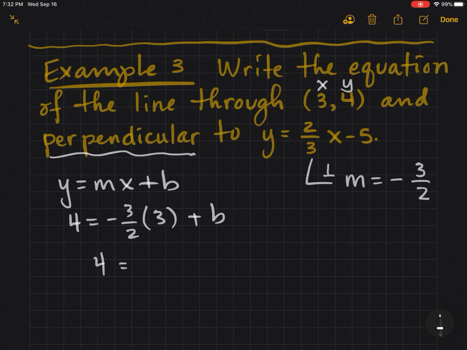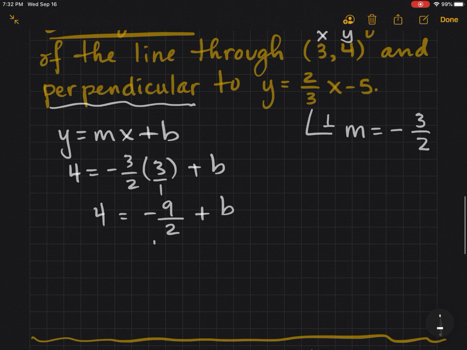So 4 equals, remember when you multiply fractions, you multiply numerator with numerator and denominator with denominator. Now I'm going to get b by itself. So I'm going to add 9/2 to both sides. But we have a small issue here. We don't have common denominators.